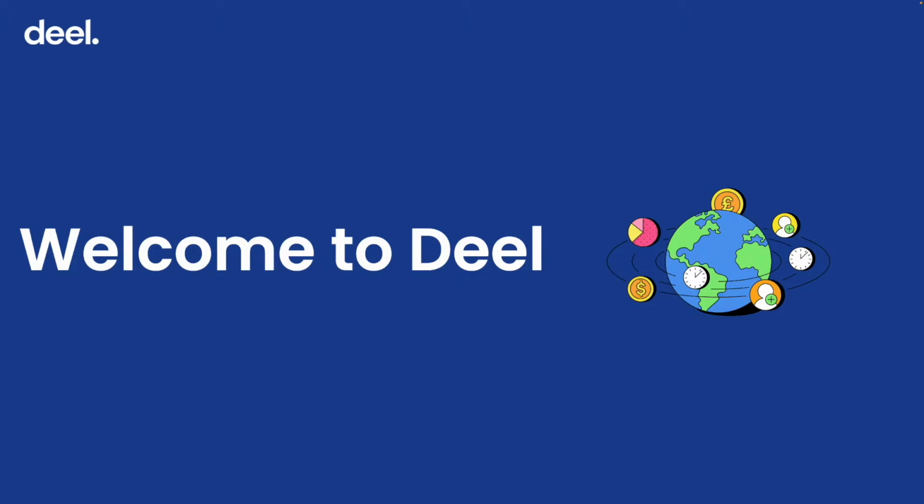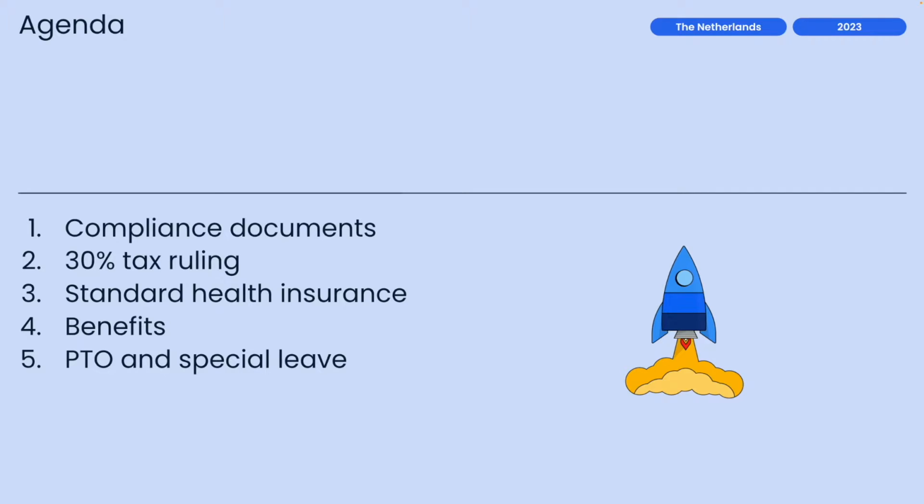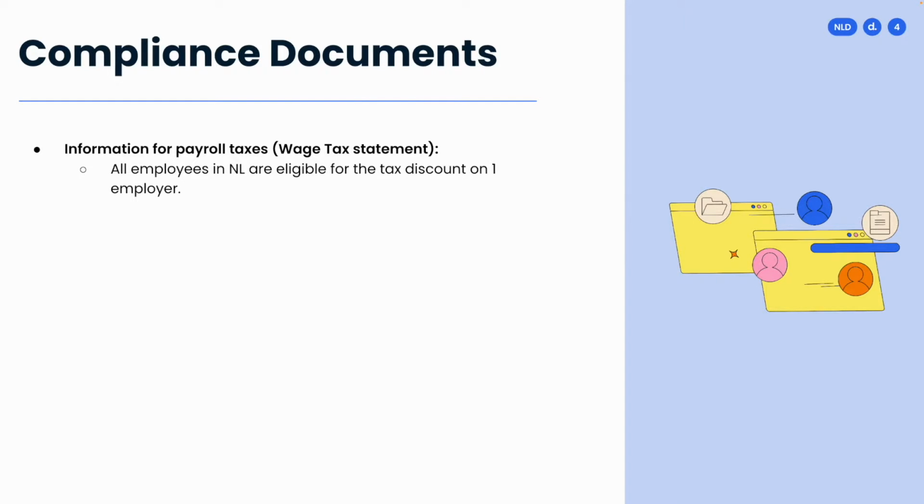We know that you may have many questions as you onboard with us in the Netherlands, so we will be going through some country-specific key information for you, such as compliance documents, the 30% tax ruling, health insurance, benefits and leave. The information for payroll taxes form can be downloaded from the platform.